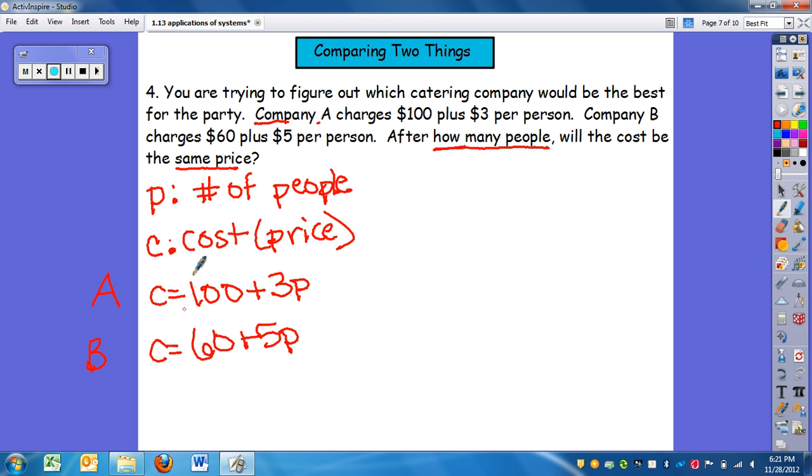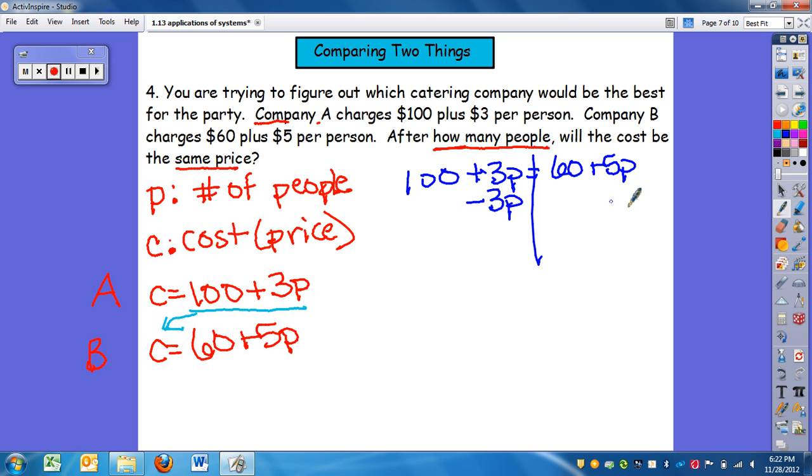So for company B, I'm going to have my cost, but this time I get $60 plus $5 per person. To solve this, you could use elimination, you can use substitution, you can pick your favorite between them. Again, I'm going to use substitution. I think it goes a little faster. So I'm going to take C equals this, and replace that C in there. So I have 100 plus 3P equals 60 plus 5P.